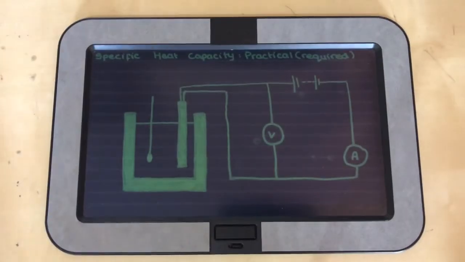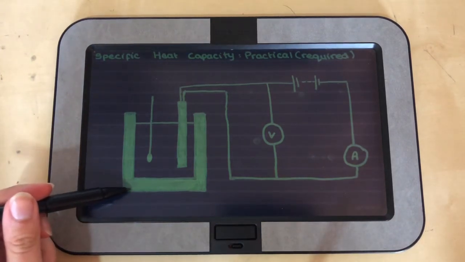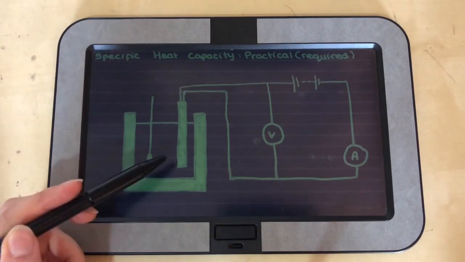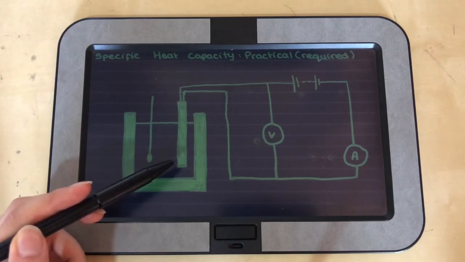Here's another practical you'll have to learn. This is how you calculate specific heat capacity of a substance. Here we have a block, made of the substance you want to find the specific heat capacity of. Around the block we have a conductor. This stops heat being lost to the surroundings. The block has two holes, one for a thermometer, the other for an immersion heater.